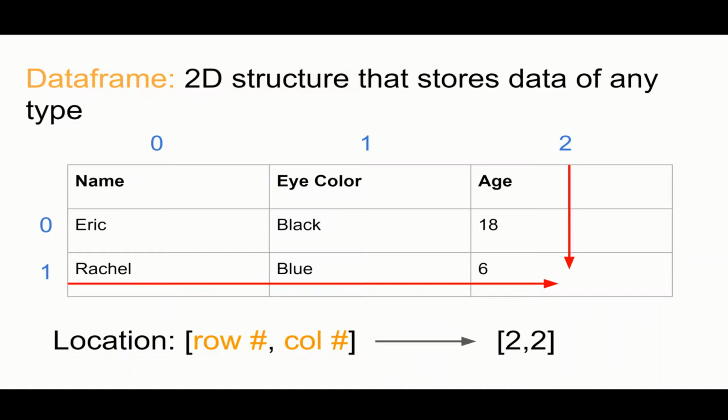Let's run through one more example. You can do it in your head. Let's say we want to get Eric's eye color, which is black over here. So what would that location be? All right, so the location would be 1. Sorry, my bad. No, it would be 0, 1.